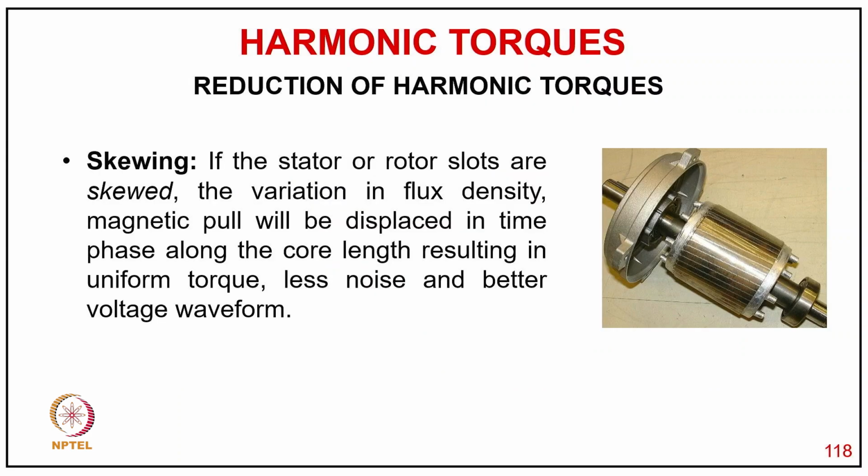Coming to the reduction, skewing also helps. If the stator or rotor slots are skewed, the variation in flux density is displaced in time phase along the core length, resulting in uniform torque, less noise, and better voltage form. This skewing is responsible for eliminating the slot harmonics, which are responsible for cogging. So only skewing can avoid this locking.